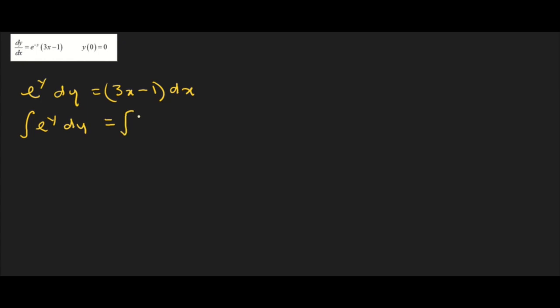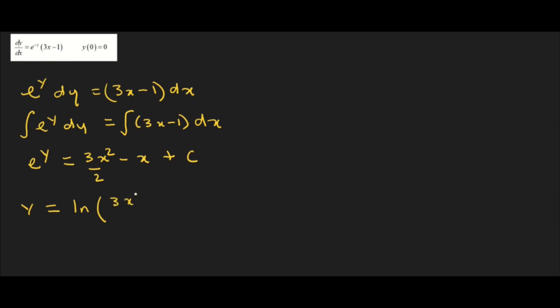Now we integrate both sides of this equation, and this will give us the following. The integral of e to the y is just e to the y, so we've got e to the y equals 3x squared divided by 2 minus x plus a constant term c. Now take logs of both sides of this equation and we get y equals log of 3x squared over 2 minus x plus c.